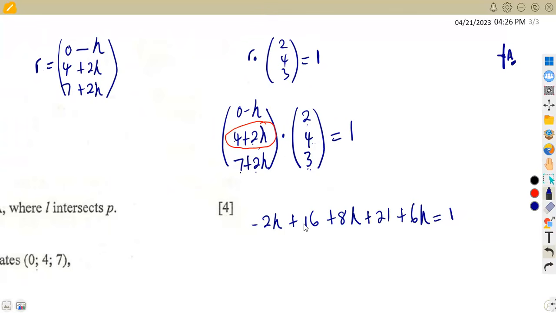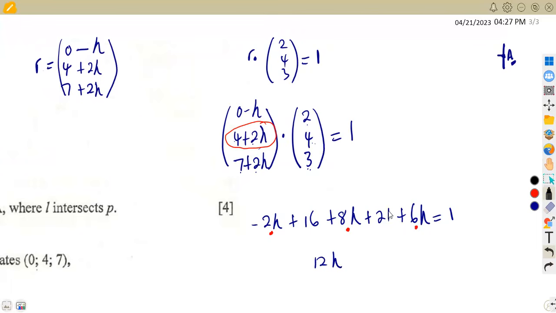So by having this equation alone, it can help us determine the value of lambda, because now we have a normal equation that we are used to. So we can simplify, collect the terms with lambda. In this case, that's minus 2 plus 6 plus 8 plus 6. If we add this part, this is going to give us positive 12. So that's positive 12 lambda.